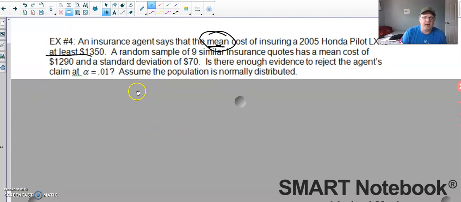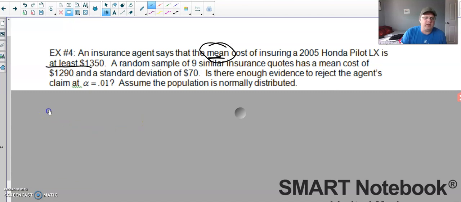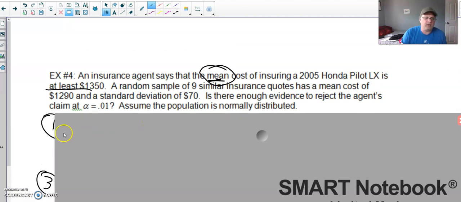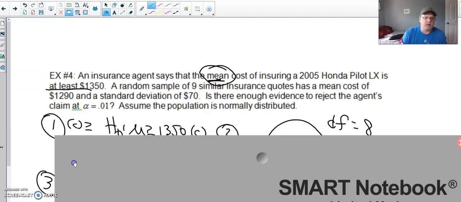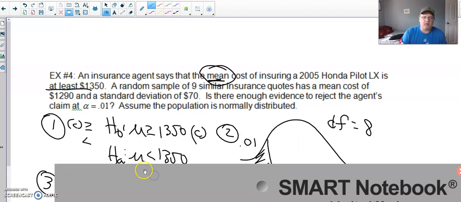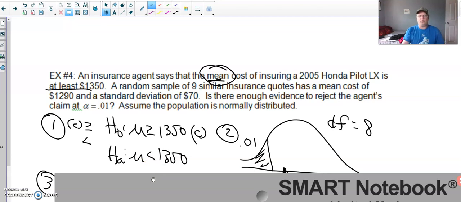So here we go. Now, what I'm doing here, you can copy whatever you want. I'm not going through the whole thing about the mu. I know it's the mean. My claim says at least, so my claim is right here, greater than or equal to. See how I just put it on the side? And then less than.